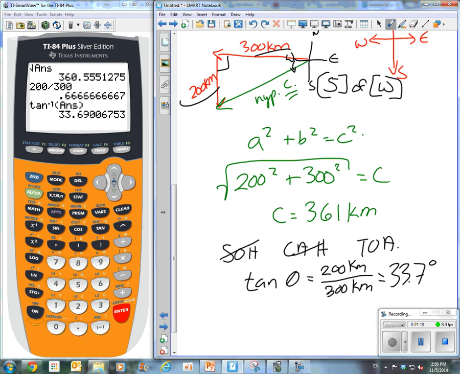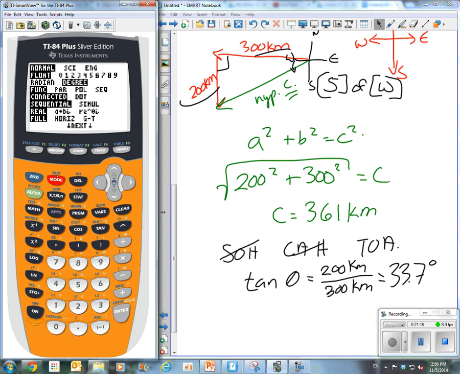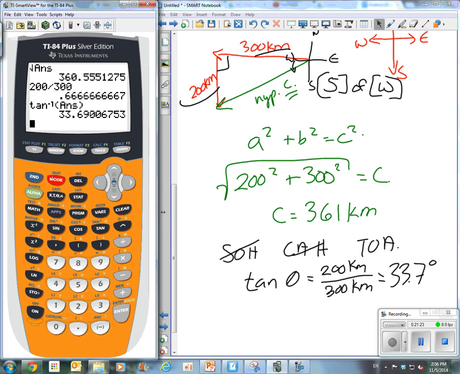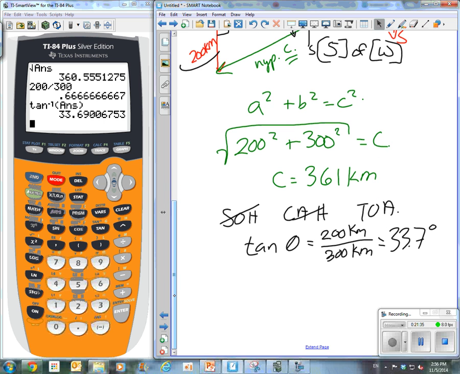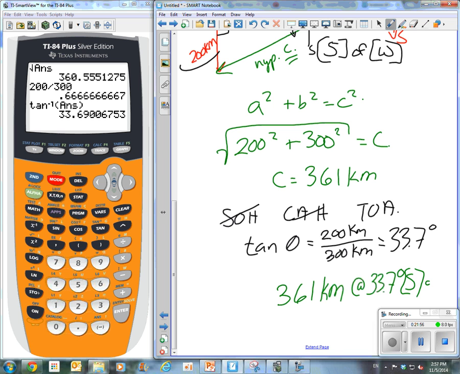Note, if you did not get that, your calculator may be in radian mode, so you need to go to mode, okay? And then down here you need to select degree by saying enter, and then you can quit out of that. So if you didn't get 33.7, you're probably in the wrong mode, so make sure you're in the right one. So now to report my answer correctly, I would say that my resultant is, I'll do this in green, 361 kilometers at 33.7 degrees south of west.